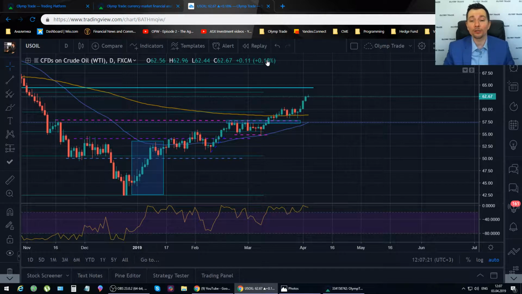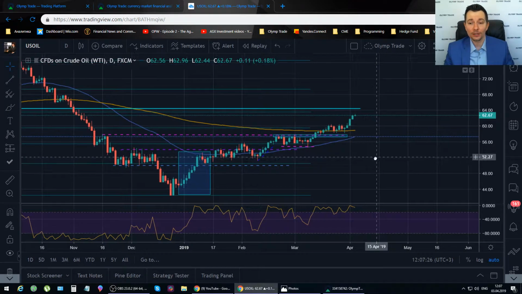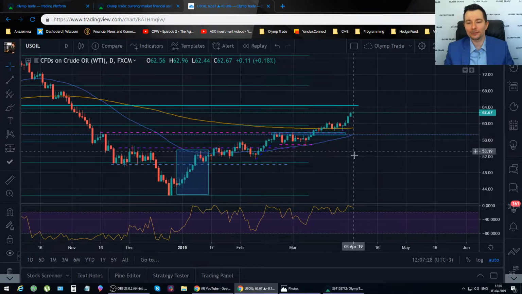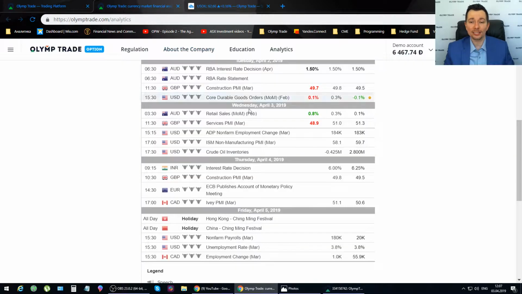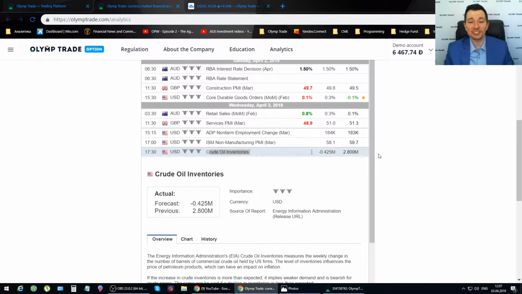And look at what oil is doing. Guys, this is a huge rally for oil right when everybody thought that this could have been the end. And what are we expecting right now? If crude oil inventories come in at a bigger negative number than the forecast of minus 425,000 barrels, then it will also be a reason for oil to grow, right? The less reserves we have, the less supply there is, the more something costs.